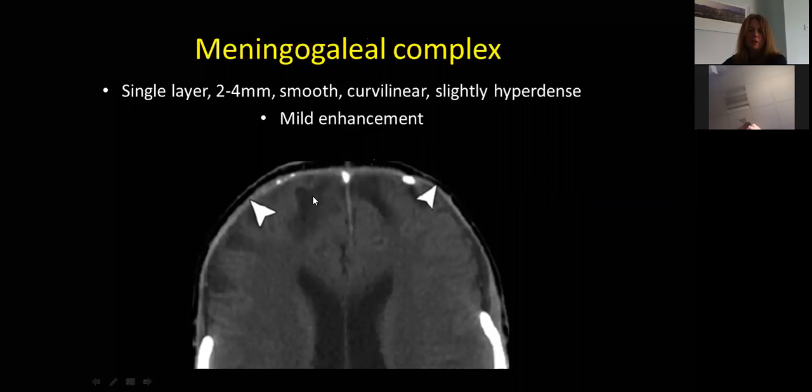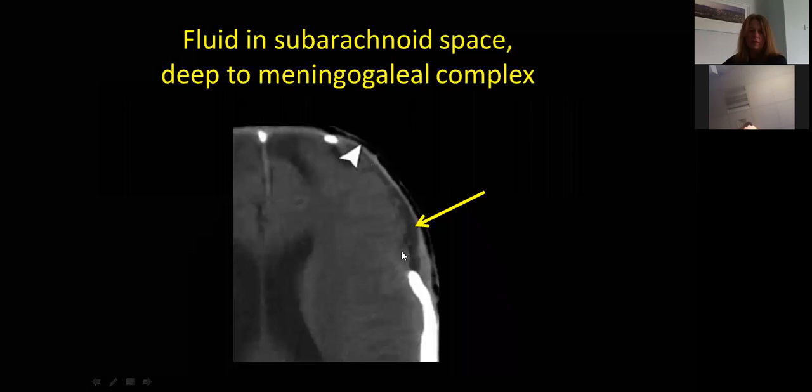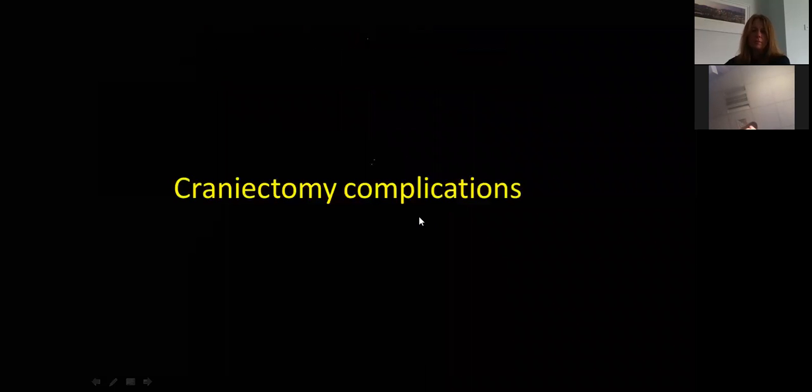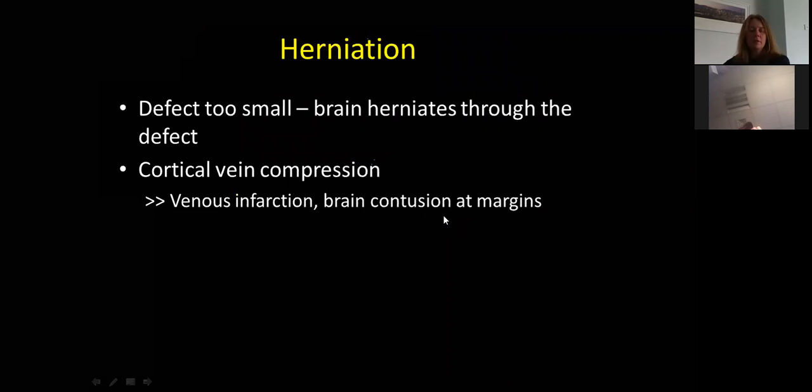This is a patient who'd actually had traumatic brain injury, which is why they've got these multifocal bifrontal areas of low density. What you also see in this patient, apart from the old contusions in the frontal lobes, is some subarachnoid blood deep to the meningogaleal complex. So that's subarachnoid blood, subarachnoid space. What are the complications? Well, if the defect's too small, the brain could just squeeze right through. That is a problem because the cortical veins are then compressed, and this can cause infarction.